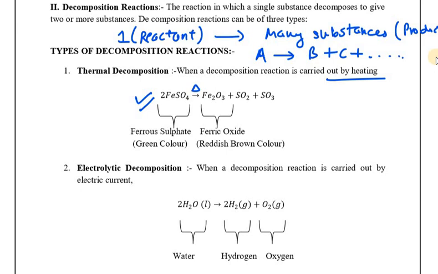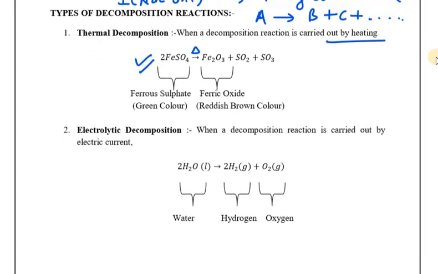It could have two or more substances as its end products. So therefore we say it is a thermal decomposition. Thermal decomposition means that it is under heat. So you must remember that ferrous sulfate is green in color, and the green color gets converted into reddish brown color, that is ferric oxide.